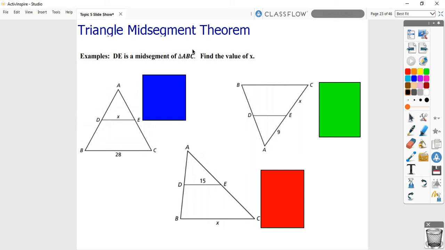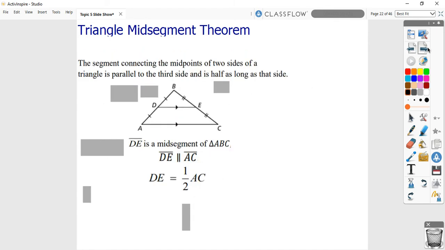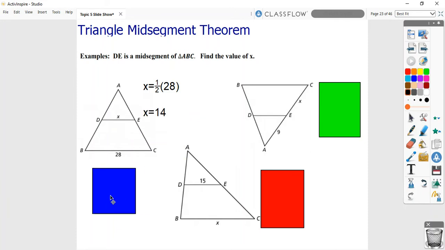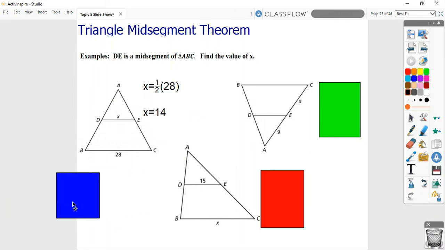We've got some diagrams that say DE is a mid-segment of triangle ABC, and it's asking us to find the value of X. When we look at this, we know the definition of a mid-segment. We know that DE, according to the theorem, is going to be half as long as the third side. So X is half as long as that one. X equals 1/2 times that one. So X is going to be 14 on that first one.